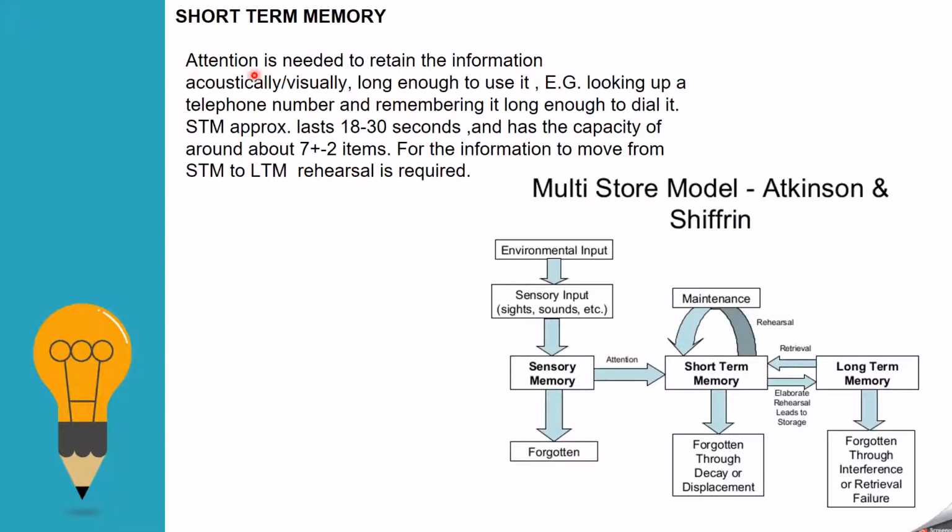So, short-term memory. Attention is needed to retain the information acoustically, mainly, or sometimes visually, long enough to use it. For example, looking up at a telephone number and remembering it long enough to dial it. Short-term memory here is in the middle, lasting approximately 18 to 30 seconds and has a capacity of around 7 plus or minus 2 items. For the information to move from the short-term memory to the long-term memory, rehearsal is required, otherwise it will just decay or be displaced.